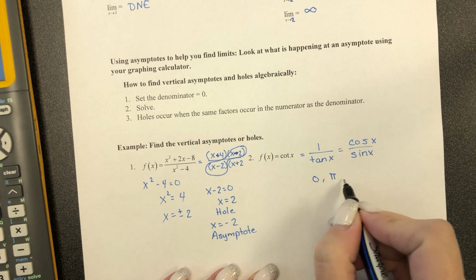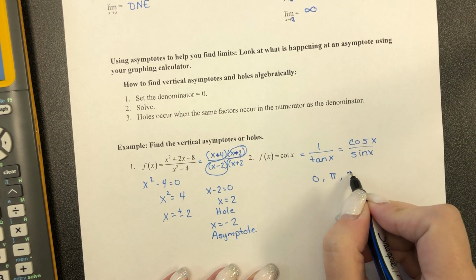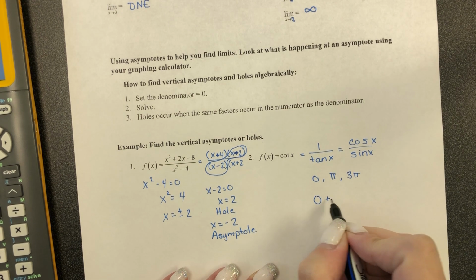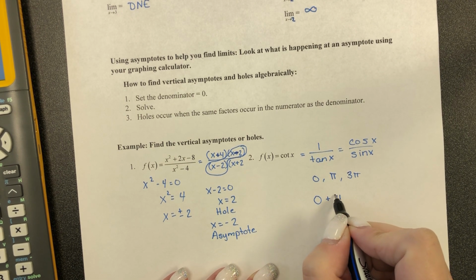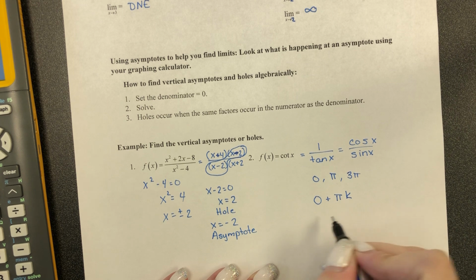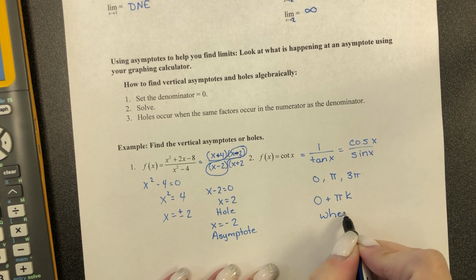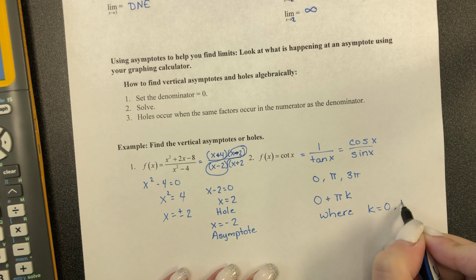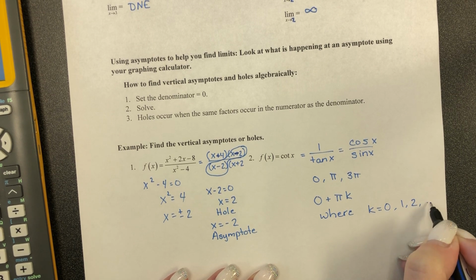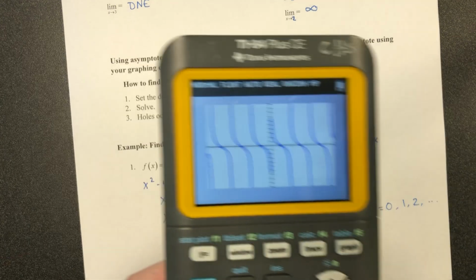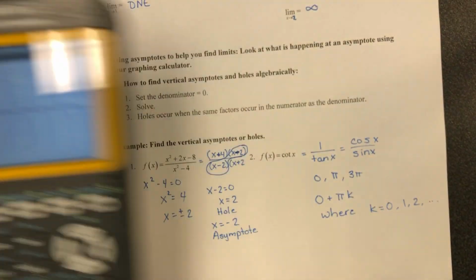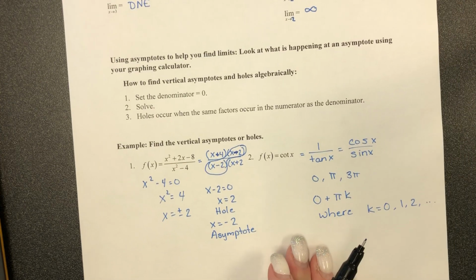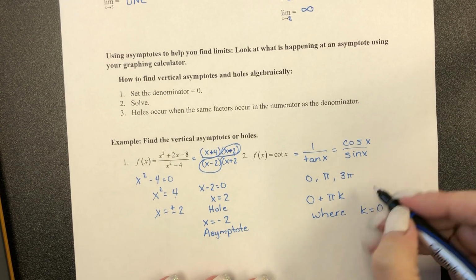So if I want to make a list of every single combo of this, I would say 0 plus pi k, where k equals 0, 1, 2, and that's going to give me all those beautiful little asymptotes. All right, so do I have any holes? No holes, just asymptotes.